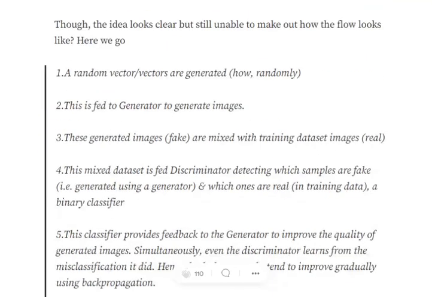So let's understand a basic flow chart for GANs. A random vector is generated. It can be random, it has nothing related to the network for now. This random array is fed to a generator that generates images. The generated images, which would be called fake images, would be mixed with a bag of real images. So we generate a batch of fake images, and take a batch of real images from the training dataset. We mix them together, and then we feed them to the discriminator to detect whether the images are fake or real.